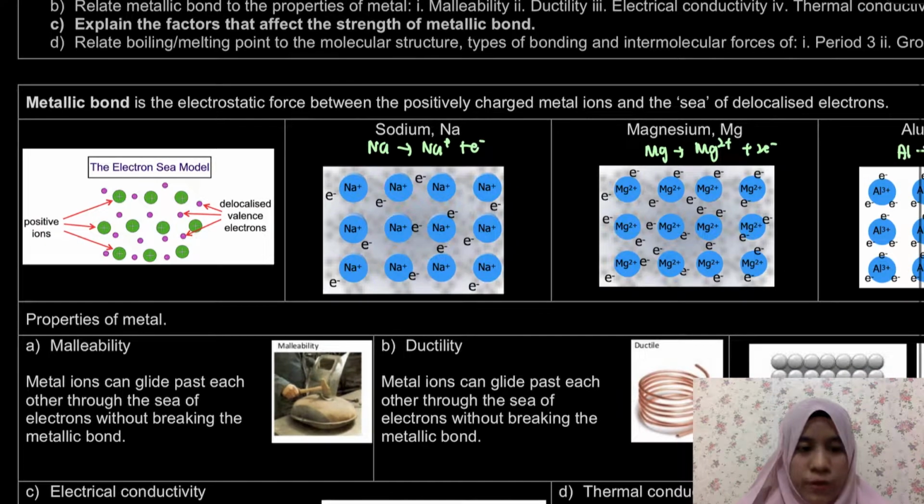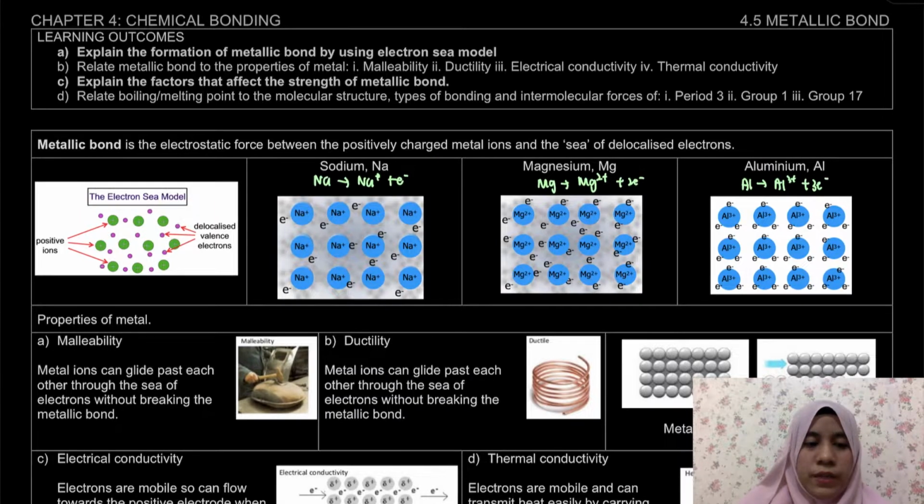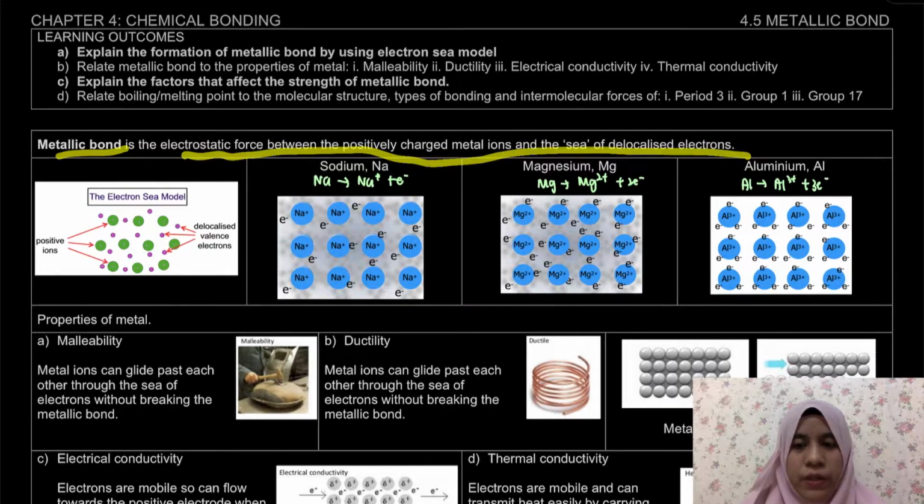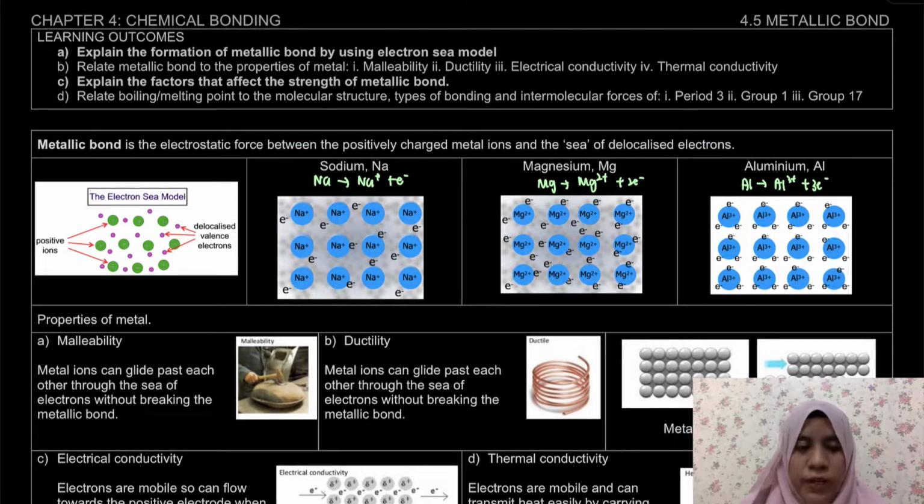Okay, so when you draw it, make sure labelkan. Nanti label lah. This is our delocalized valence electron. This is our positive ion. So that is the metallic bond, which is the electrostatic force between positively charged metal ion and the sea of delocalized electron.